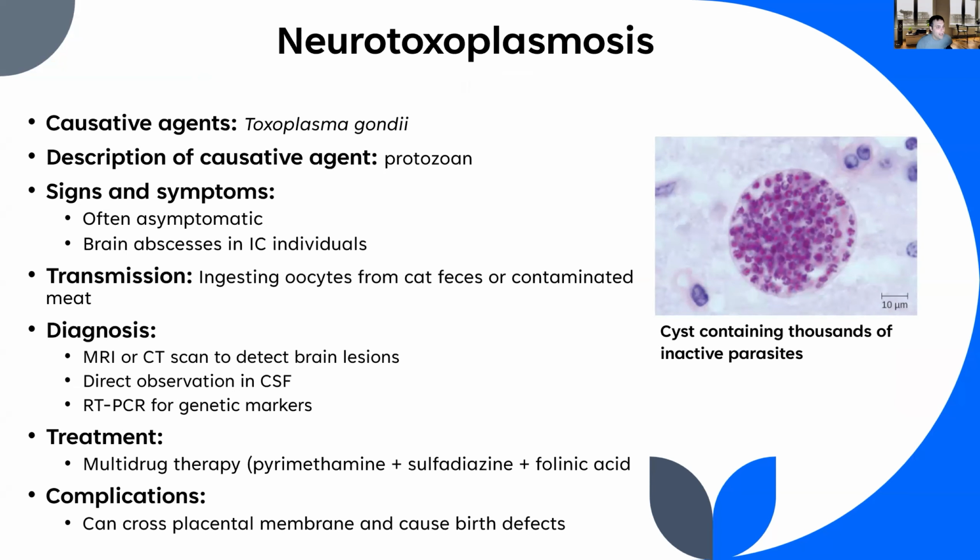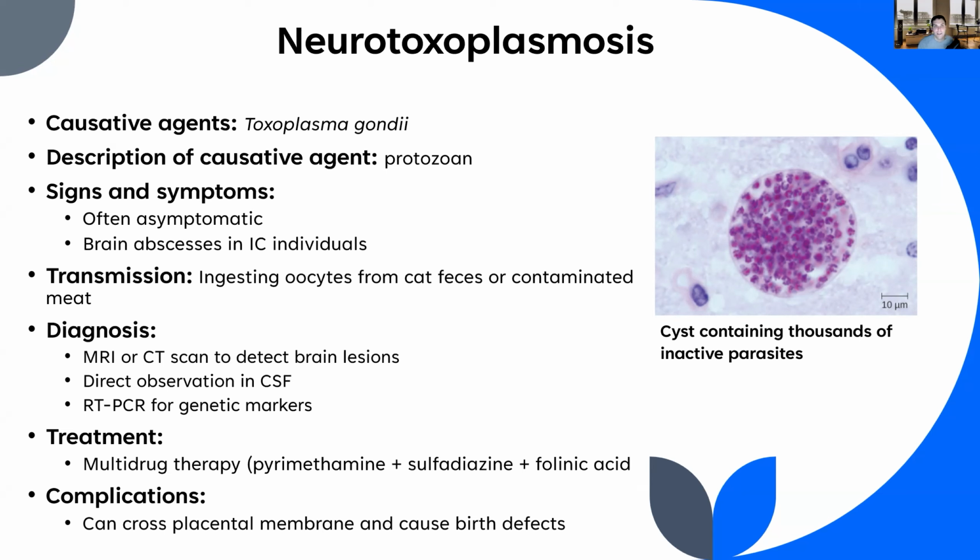A couple more to go. One of them is neurotoxoplasmosis. This is caused by a protozoa known as Toxoplasma gondii. So neurotoxoplasmosis in many cases is asymptomatic, although people who have something that renders them immunoincompetent may develop brain abscesses. You get this by ingesting the oocysts from cat feces or contaminated meat.